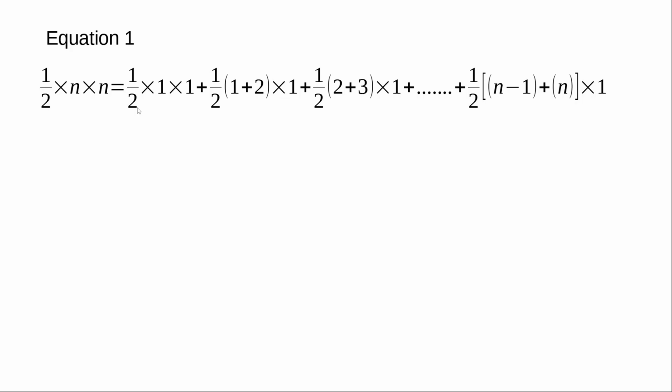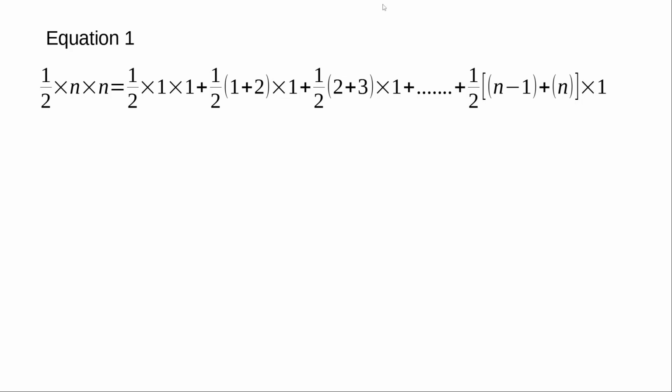Now this is going to be equal to the sum of all the areas. The first area is a triangle, so this is going to be half of base into height, that's 1 into 1. And the second area is a trapezoid, so it's going to be half of (1 plus 2) into 1. For the third area, it could be written as half of (2 plus 3) into 1, and so on and so forth till the last area, which is half of (n minus 1 plus n) into 1.